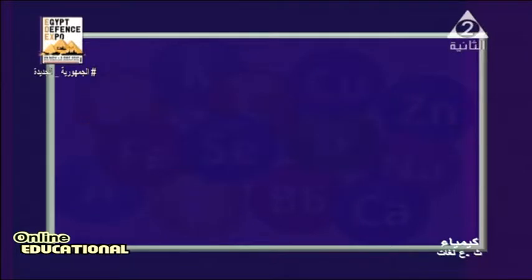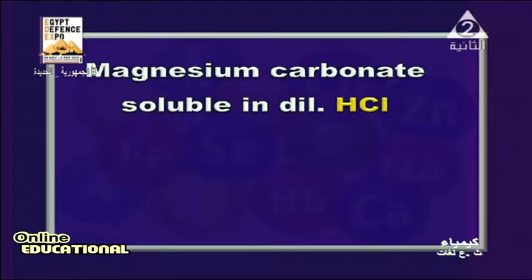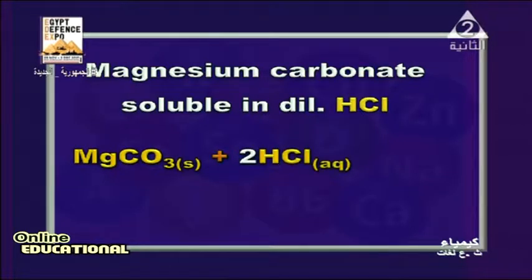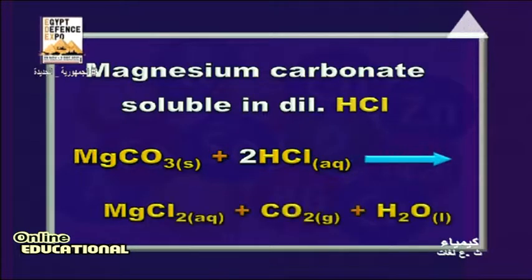The produced precipitate, which is magnesium carbonate, is soluble in dilute hydrochloric acid. So if we add dilute hydrochloric acid to magnesium carbonate, it turns into magnesium chloride. Magnesium chloride is soluble in water, so the white precipitate disappears, and carbon dioxide gas and water are also produced.